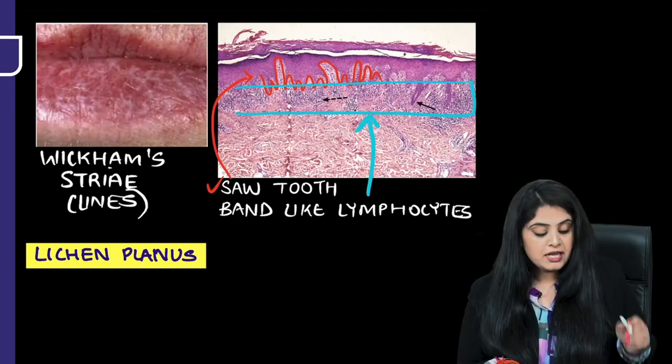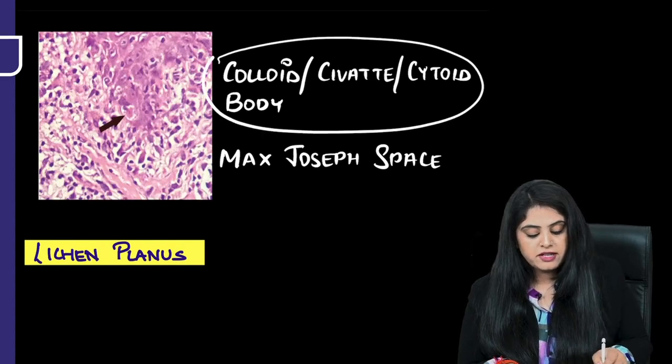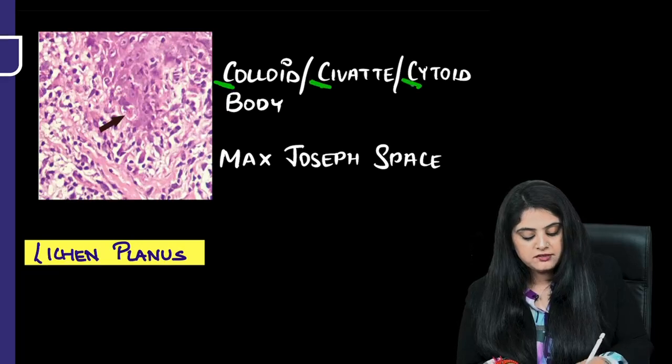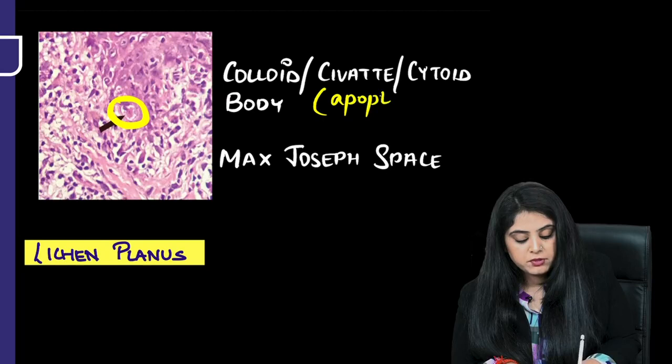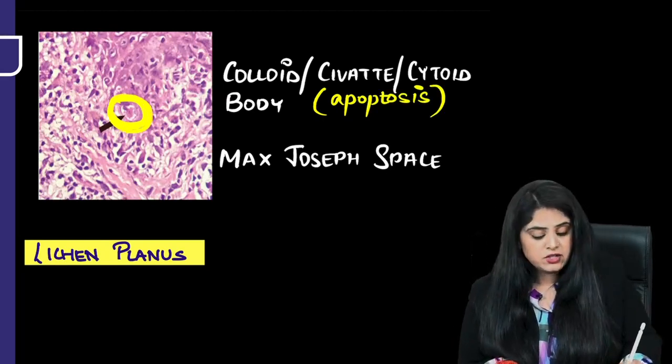But that's not over. Apart from that, lichen planus shows you some very essential bodies which I have taught you in the very first chapter. That is the colloid or the civet or the cytoid. These are CC wala bodies. What exactly are those? These pink bodies, they were elements of apoptosis which we had studied. They are apoptotic bodies. They're going to die. The cells are eventually going to die.